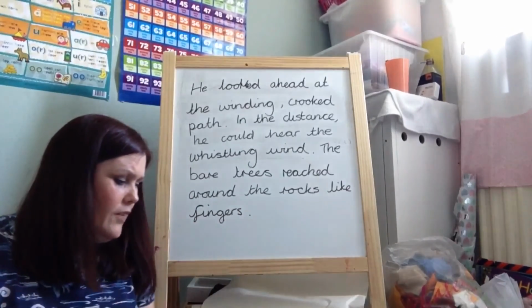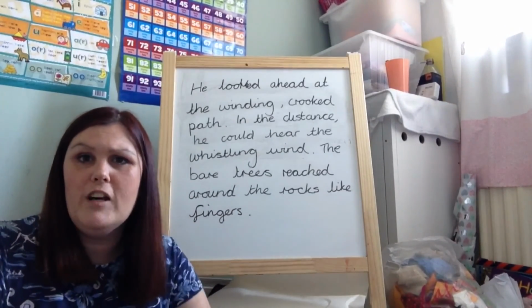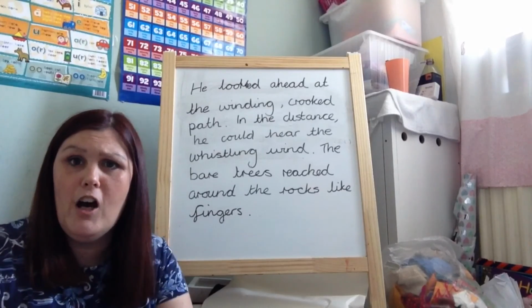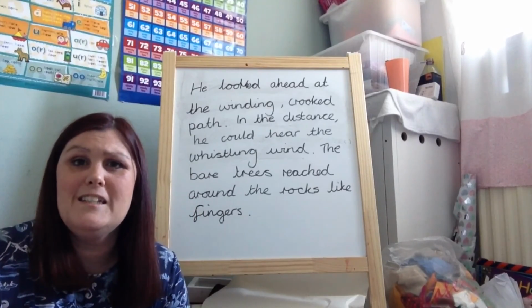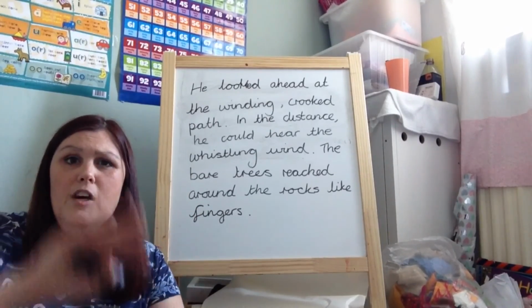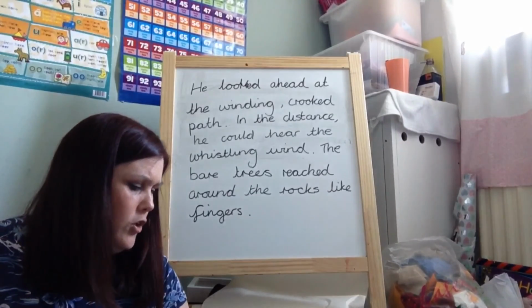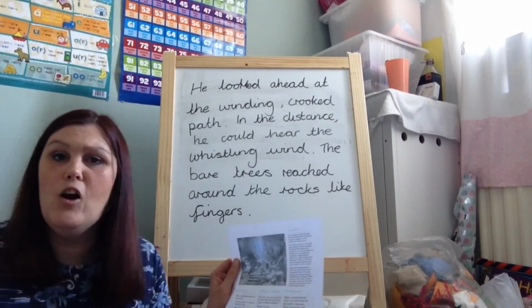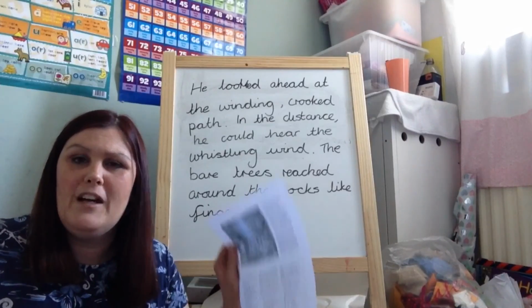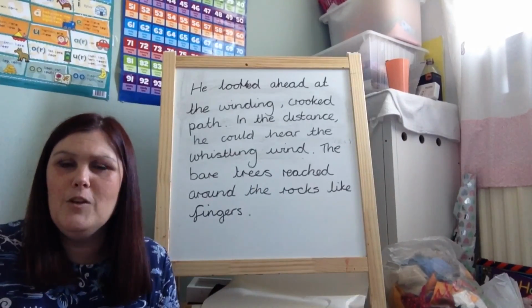So that's what I'd like you to have a go at today. I'd like you to look at that picture and see if you could write some sentences to describe what the adventurer might see as he's walking up that path towards High Hrothgar, and use the ideas that are on this sheet to help you with the things that you could describe, and use some adjectives. Thank you very much. Hope you enjoy this activity.